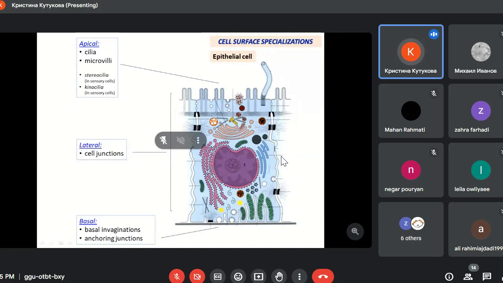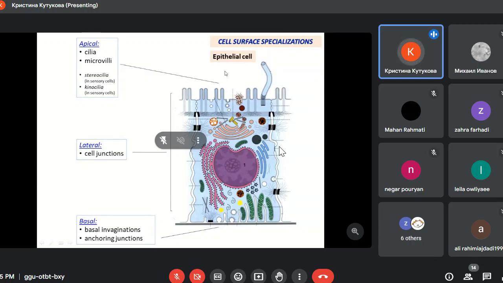And now we discussed the cell surface specializations. It means that first of all, a cell has some specific surfaces, and second, that these surfaces may have some specific features for performing specific functions. So we will discuss them using the epithelial cell as an example.